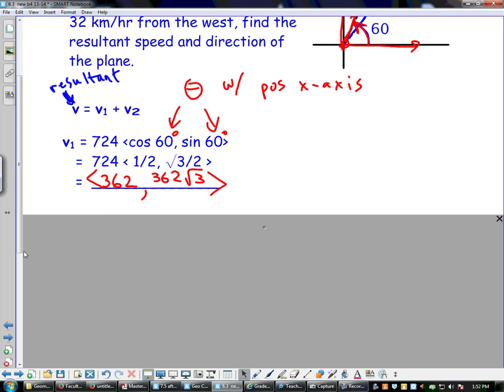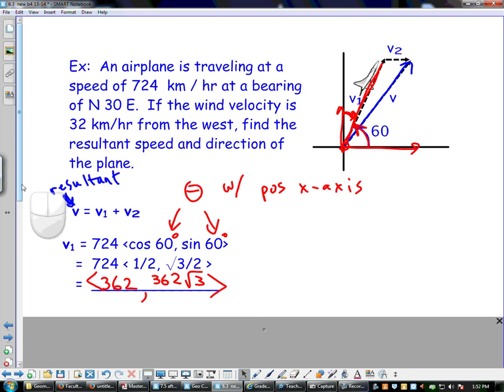Meanwhile, let's talk about this wind. The wind vector is vector V2. That is a force that's pushing on and acting on the airplane. If it's acting on the airplane, it's heading in a direction that is, what's it say? From the west, correct? So that means it is going in this direction. So what angle does it have?